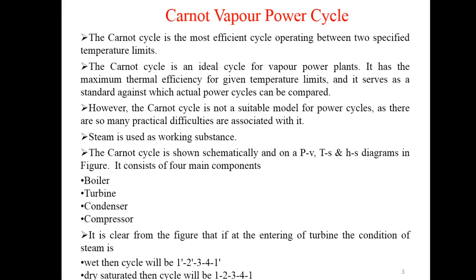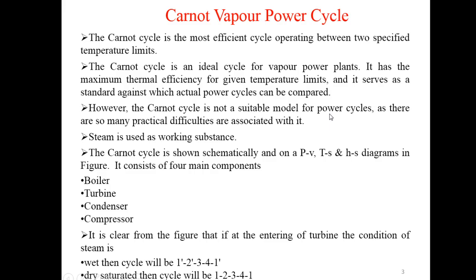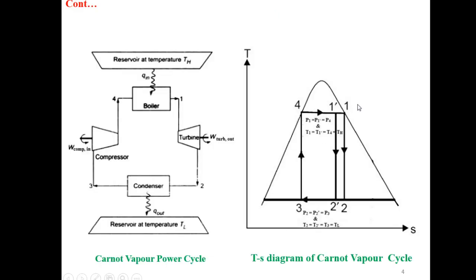It is clear from the figure that if at the entry of the turbine the condition of steam is wet, then the cycle will be 1 dash, 2 dash, 3, 4, 1 dash. Now, if at the entry of the turbine the condition is dry saturated steam, then the cycle drawn will be 1, 2, 3, 4, 1. This is applicable when at the entry of the turbine the condition of the steam is dry saturated.